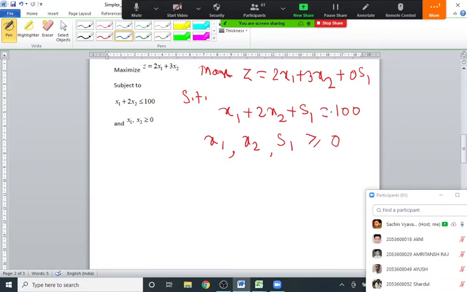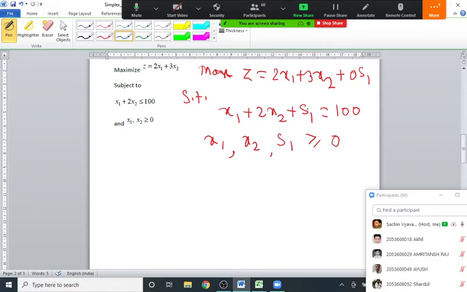So the problem now becomes our standard form of LPP. From this only we are going to start with one feasible solution. What is that feasible solution? We are going to say, let us say x1 and x2 are 0.